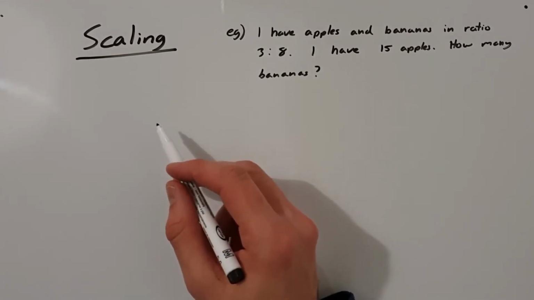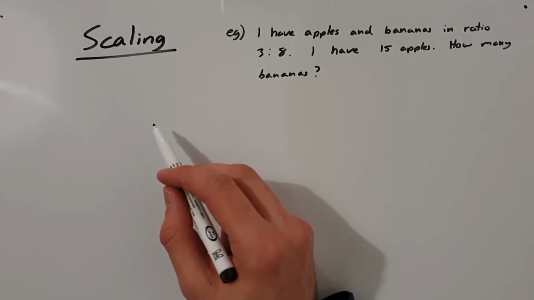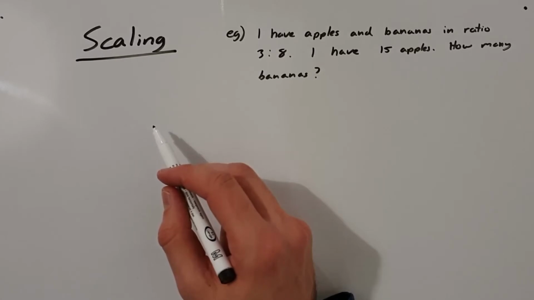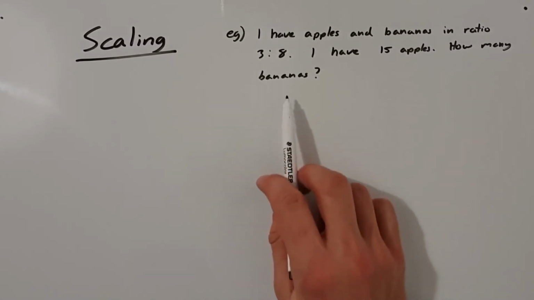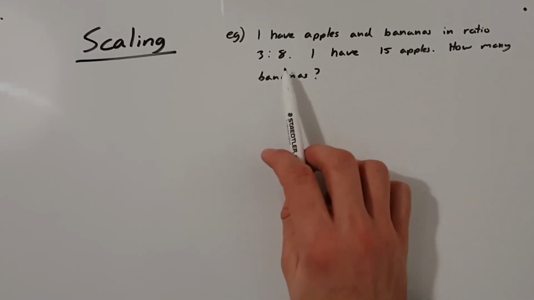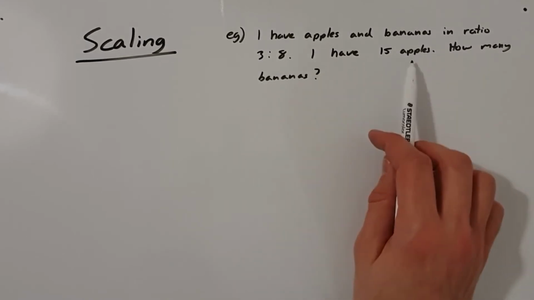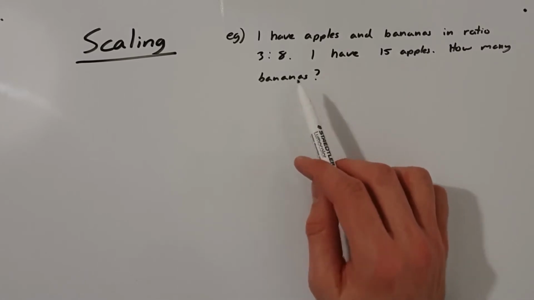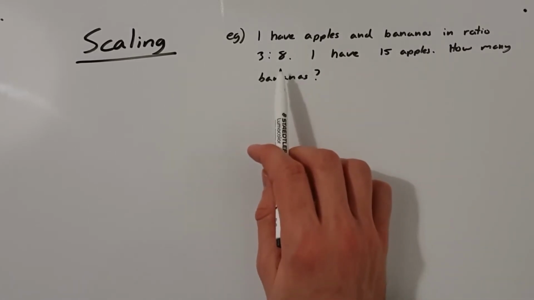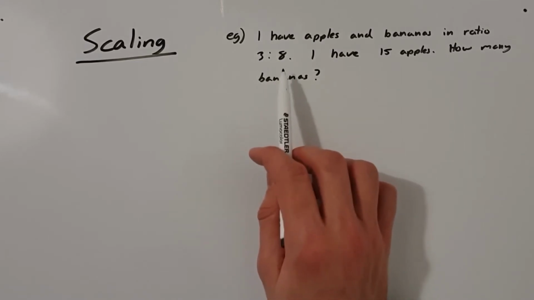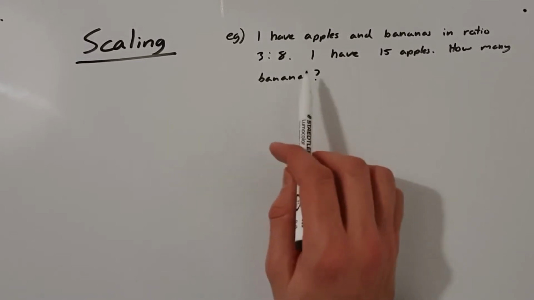Okay, so now we're going to look at some scaling, and we're going to use our ratio to find the exact quantities of things. The example I've got here is, I have some apples and bananas in a ratio of 3 to 8. I have 15 apples, so how many bananas do I have? We have our ratio 3 to 8, and that shows us what proportion we have of apples and bananas. So let's lay this out really clearly.